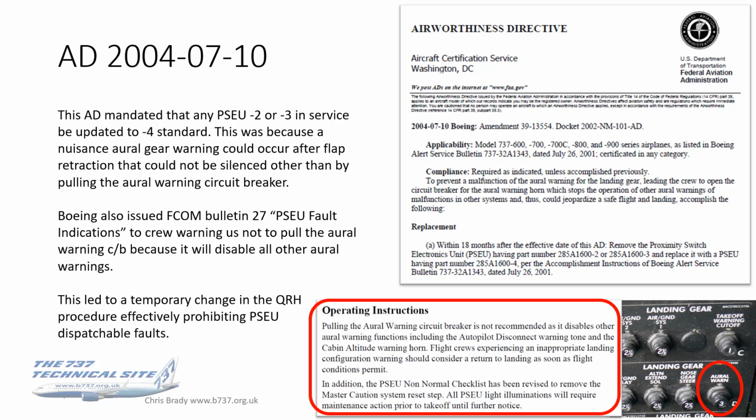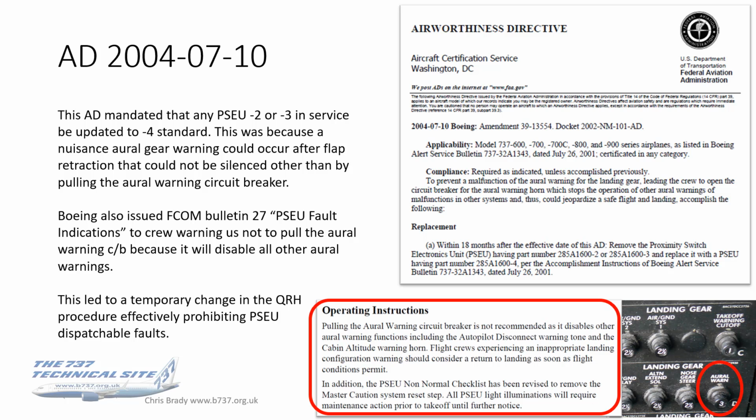Here we go, AD 2004-07-10. So this basically mandates that any old PSEU, a Dash 2 or 3 in service, remember the Dash 1 was only on the prototype, so never made the line, be updated to a Dash 4 standard. And this was because a nuisance gear warning could occur after flap retraction that couldn't be silenced other than by pulling the aural warning circuit breaker.